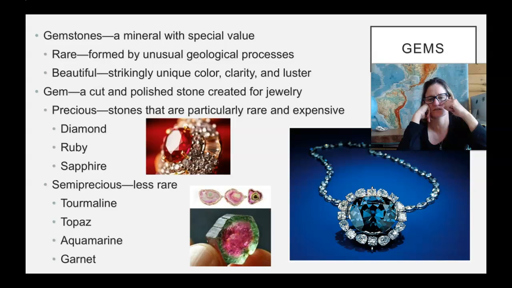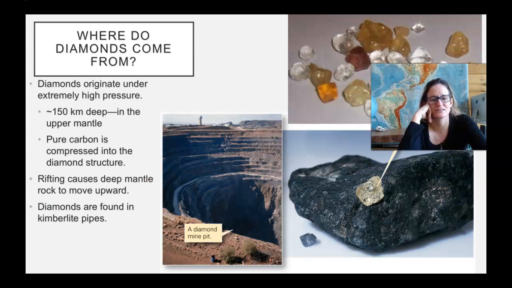The precious stones would be like diamonds, rubies, sapphires. Remember, ruby and sapphires are just the mineral corundum. There are some that are less rare, tourmaline, topaz, aquamarine, garnet, maybe less expensive. And there's other gems as well, but there's a whole trade for gems, and people collect them, and queens wear them. Where do diamonds come from?